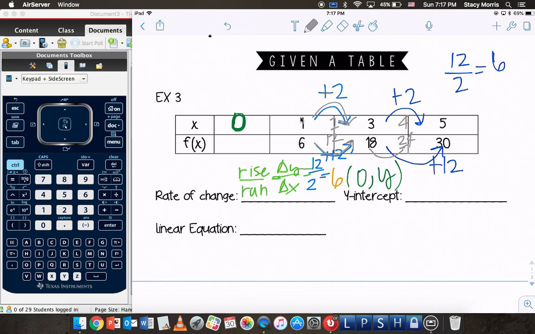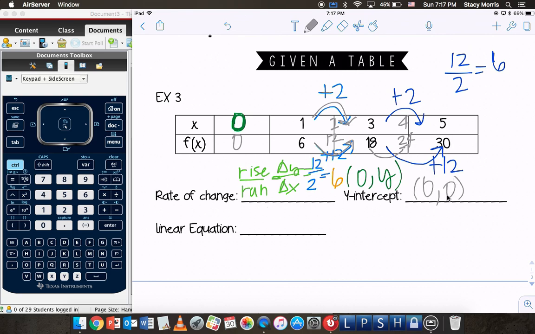I know that because I'm going from 1 to 0, so that's just back 1. Back 1, I would subtract 6. If I subtract 6 from 6, that would just be 0. So my y-intercept is (0, 0). Again, I understand that might be confusing, but I promise we'll cover this a lot more, and we're going to use our calculator to check it.